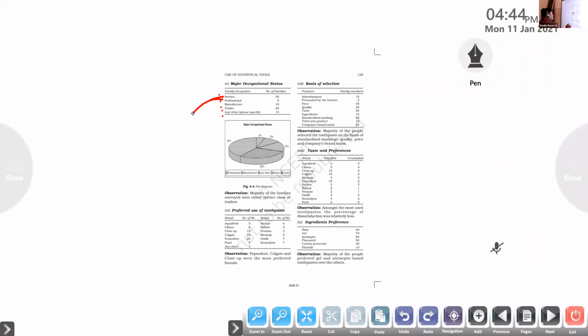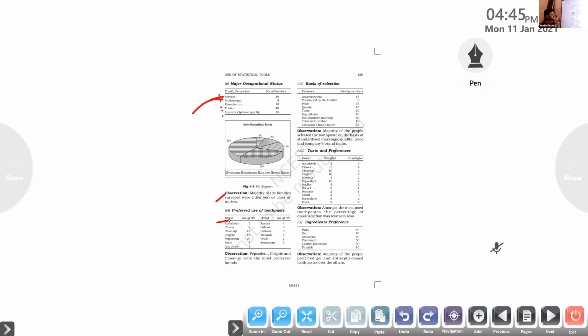Next one, observation. The majority of the families surveyed were either service class or traders. You can go for an observation. Preferred use of toothpaste: what toothpaste they are using and their percentage. Number of households: Aquafresh, 5. Sibaka, 9. Close-up, 12. Colgate, 18. Pepsodent, 20. Pearl, 4. Any other, 3. Anchor, 4. Bubble, 3. Promise, 3. Meswak, 5. Oral-B, 7. Sensodyne, 7. Like that, different households, and how many households are using each brand.